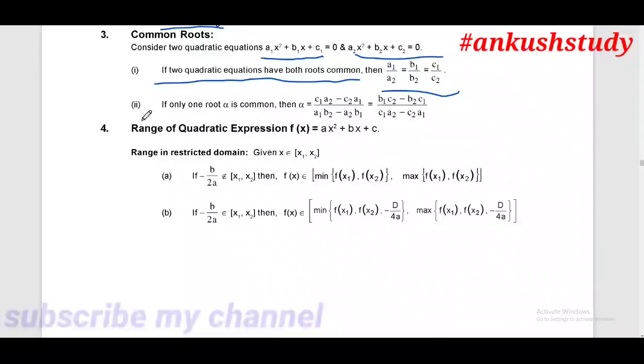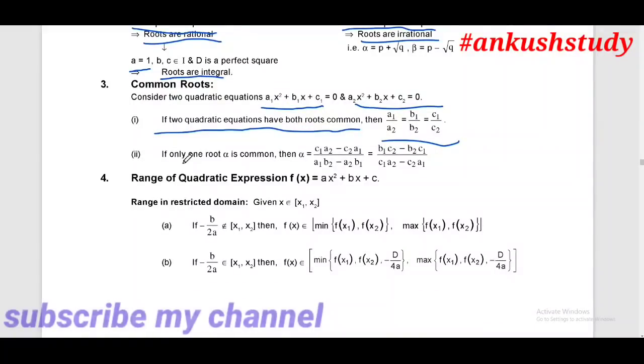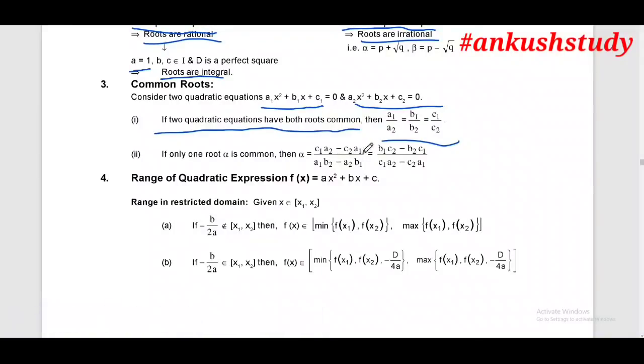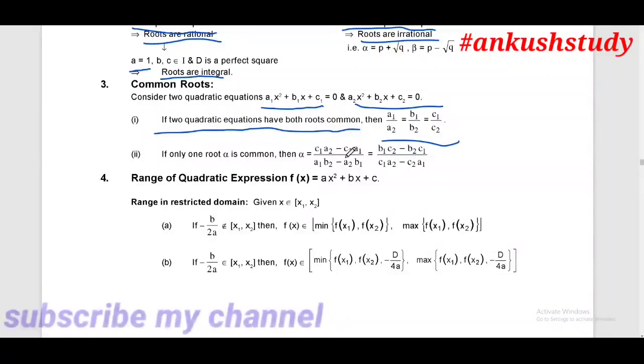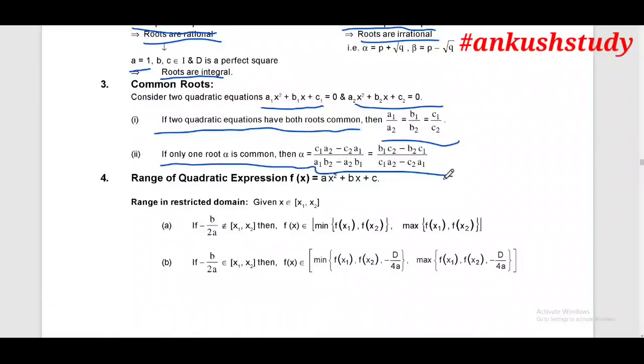Okay, and now this one is: if only one root alpha is common, then alpha is equal to (c1a2 minus c2a1) upon (a1b2 minus a2b1), which is equal to (b1c2 minus b2c1) upon (c1a2 minus c2a1). Okay, so this is also the simple one.